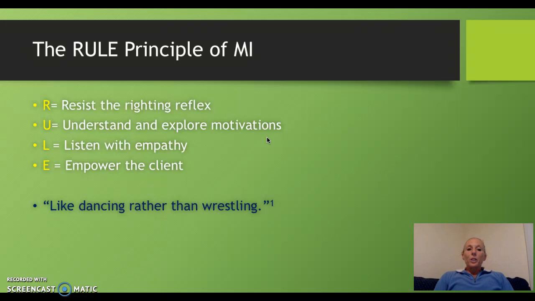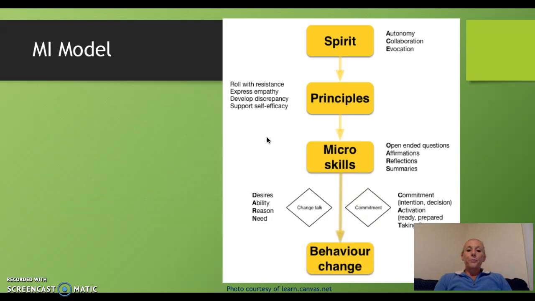So the clinician must resist the righting reflex, meaning you want to just go help your client and fix everything about them, but that's not how MI works. You have to resist that and base it off of how your client is feeling at that moment. You understand and explore their motivations. You listen with empathy, and then towards the end stage, you're empowering the client. It's been described in the textbook as dancing with your client rather than wrestling with them. So you're working together as a pair.